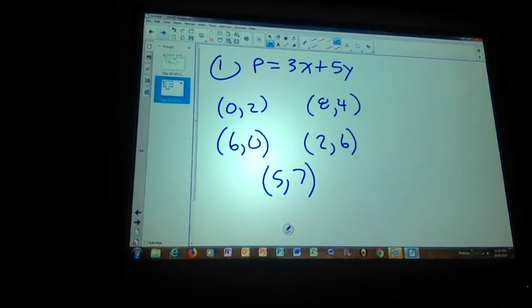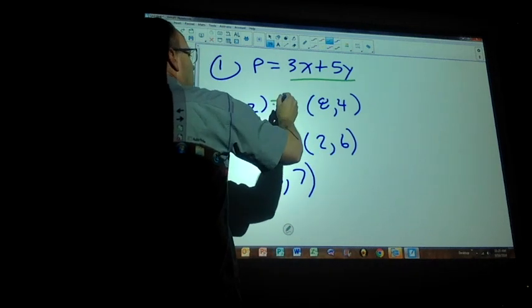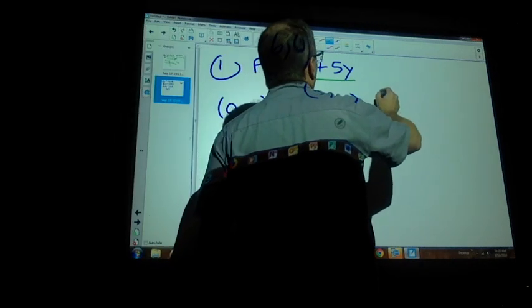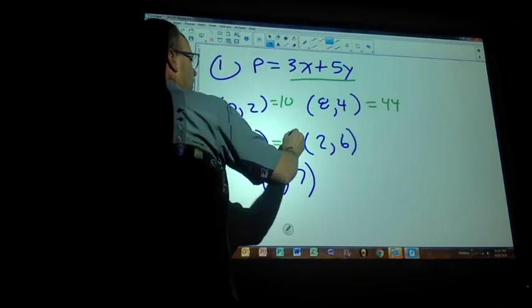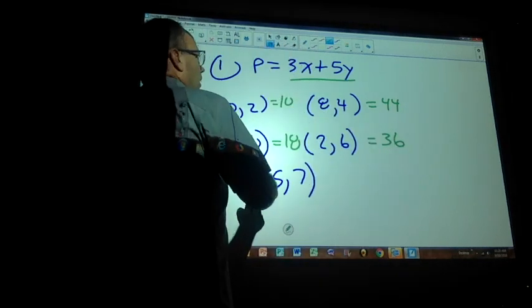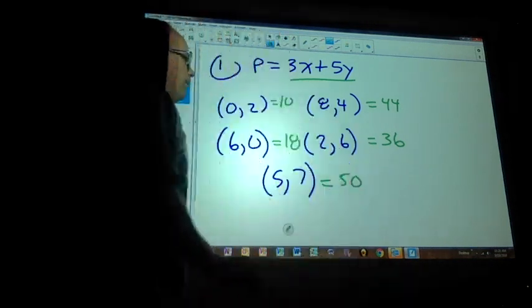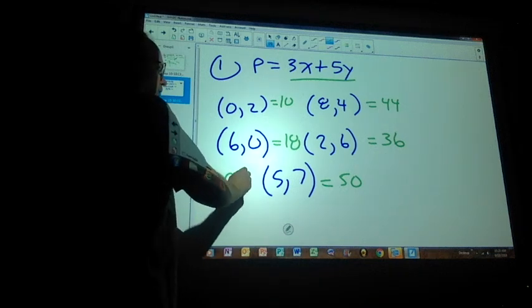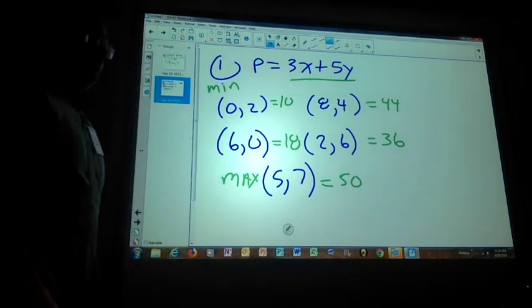Agree? Does everyone feel comfortable how we found that? You just looked at the graph and you picked off those pieces. All right, so you're going to plug both these x, y values into your profit equation. So this will give me 10. This will give me 44. This will give me 18. This will give me 36. That'll give me 50. All right, what's my largest number? 50. So this yields us our maximum profit, and this one yields us our minimum profit.